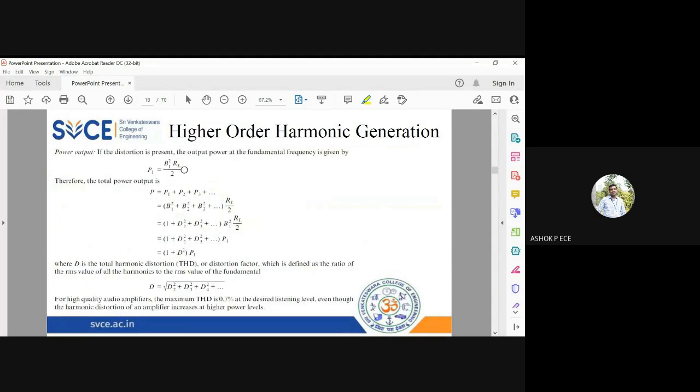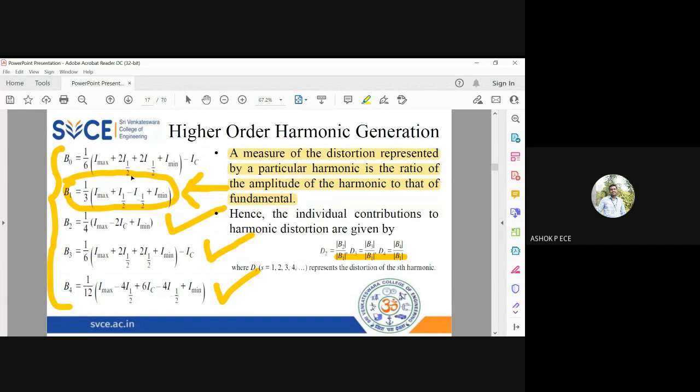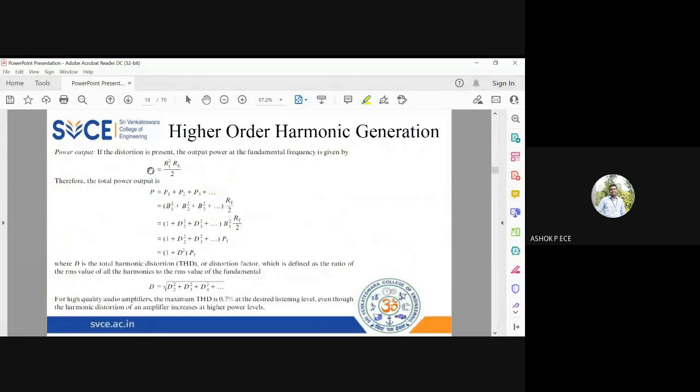I told you each coefficient of the distortion will have its own power. You know the power equation is given by average power. So you take half B1 square RL. It is just like how you find I square RL. This harmonic is considered to be the current component. P1 equal to half of B1 square RL. So P2 will be B2 square RL by 2. P3 will be B3 square RL by 2. P4 will be B4 square RL by 2.